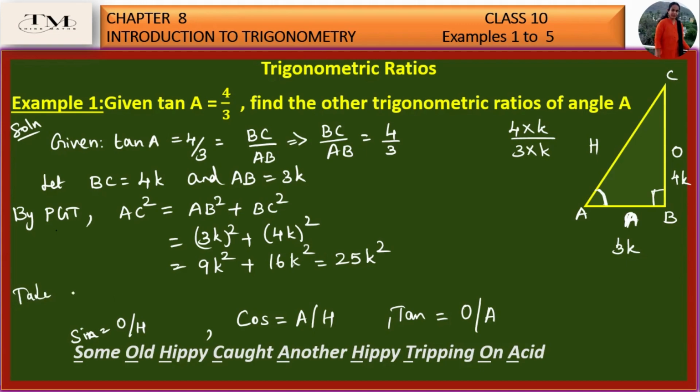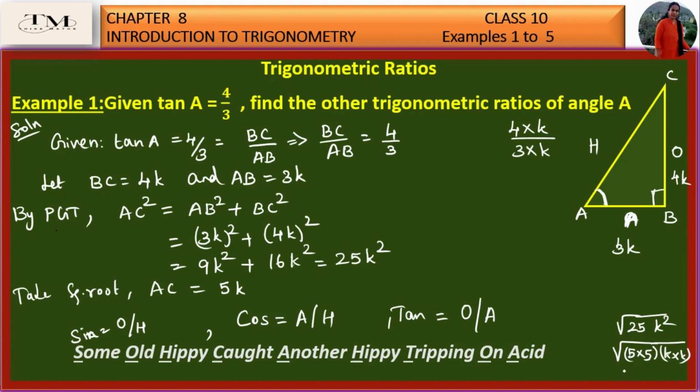If you take square root on both sides, we get AC is equal to 5K, because 25 is 5 into 5 and K square is K into K. In a square root, if the numbers appear in pairs, the answer will be that number.